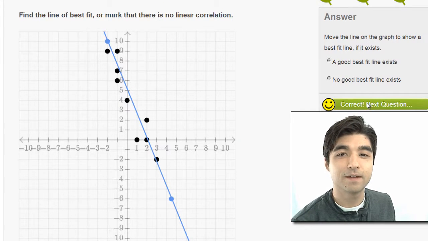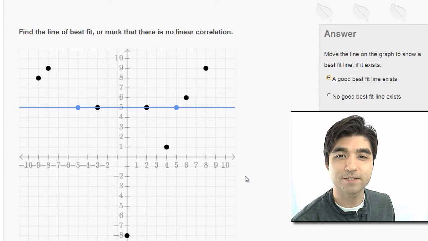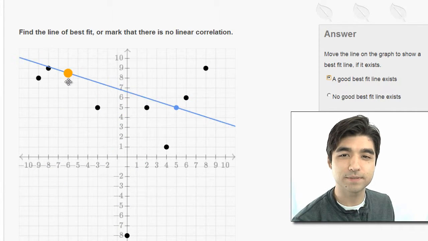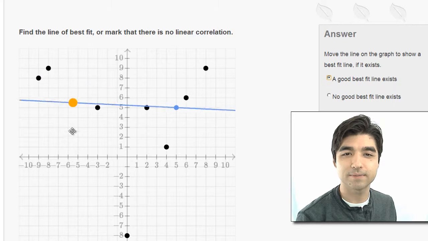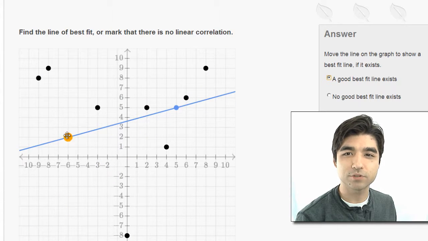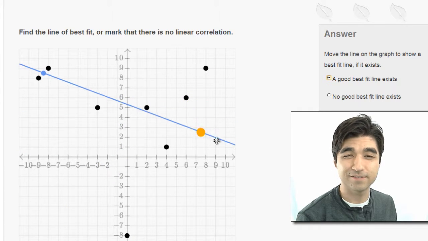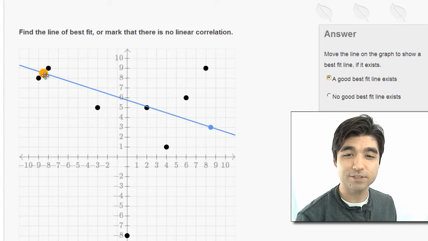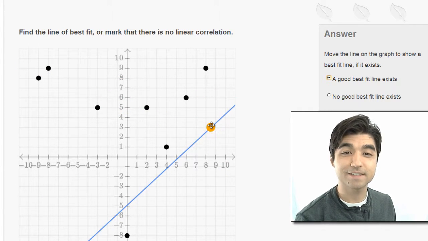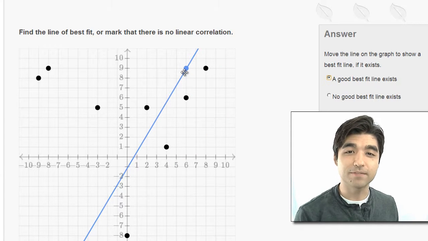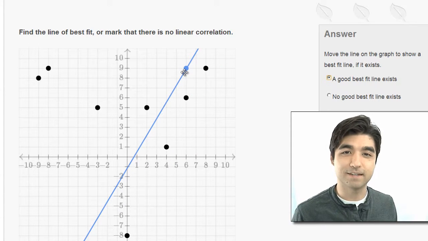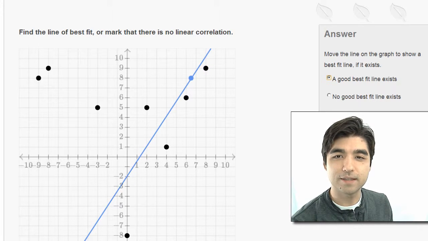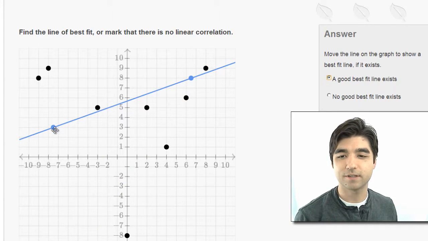So that one's right. Now, look at this situation. Say this was some experiment that someone did. Is it possible to draw a line that goes through these dots very well? Actually there isn't. If we had the class draw a line, everyone would draw lines in different places. So this is called no correlation.